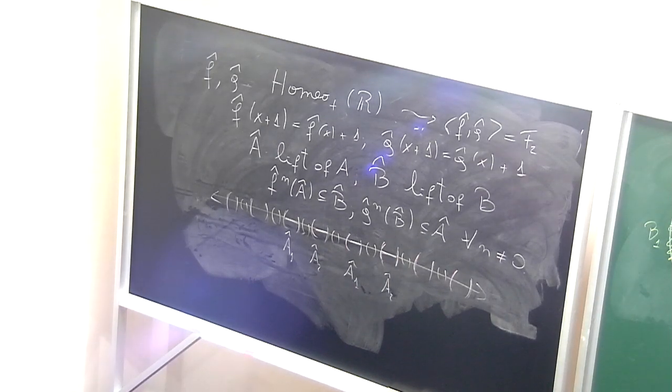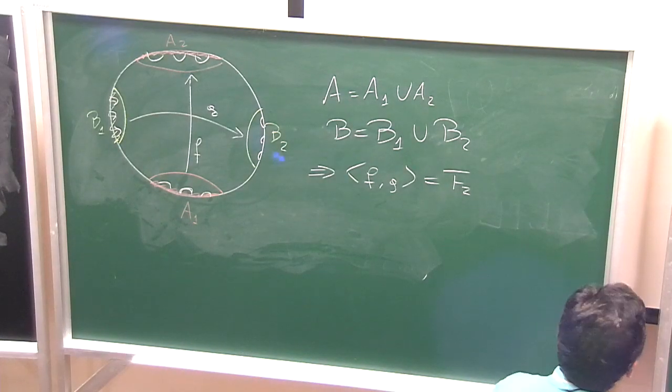Okay? So what you get is a free group of homeomorphisms of the real line using this ping-pong procedure. Okay.